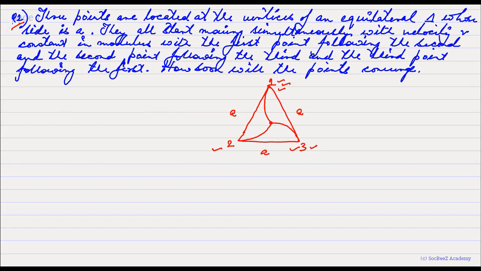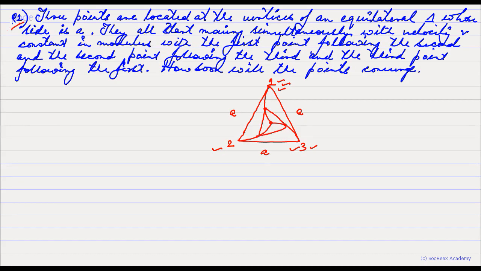Okay, now at any instant of time, by symmetry we can say that the 3 points are going to form an equilateral triangle. Now let's say at any instant of time, this first point is at this point, the second point is at this point, and the third point is at this point. They are definitely going to form an equilateral triangle.